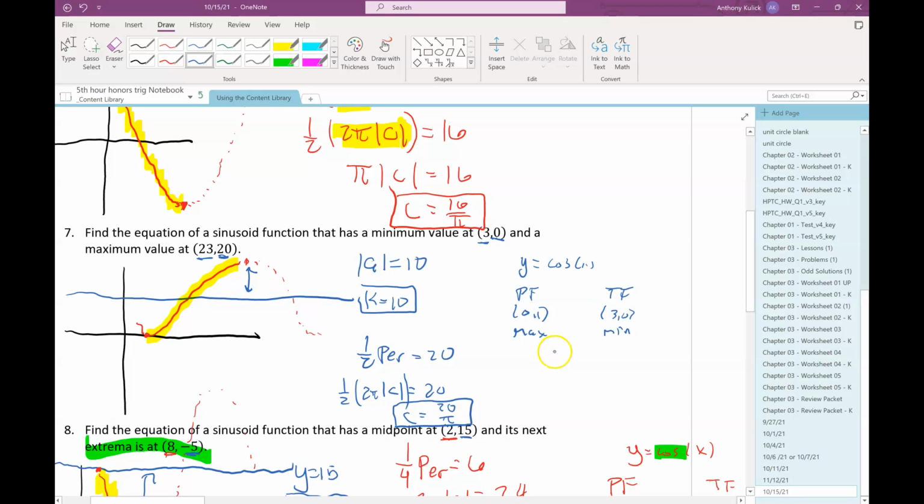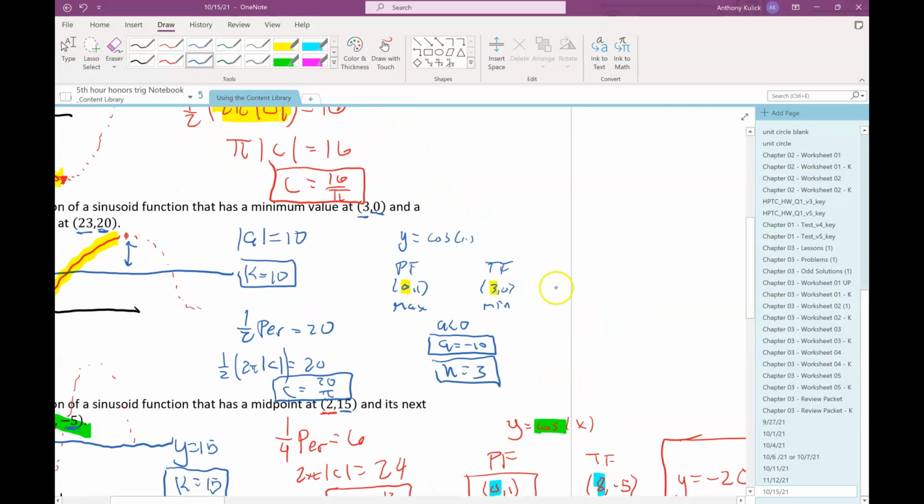So the sign for A needs to be? Minus. Good, because one of them's a max and the other's a min. And the value for H needs to be? 3. That's correct. Since the x-coordinate is 0 on the parent function, the x-coordinate from the transform function will be our H. So then we just put it all together.